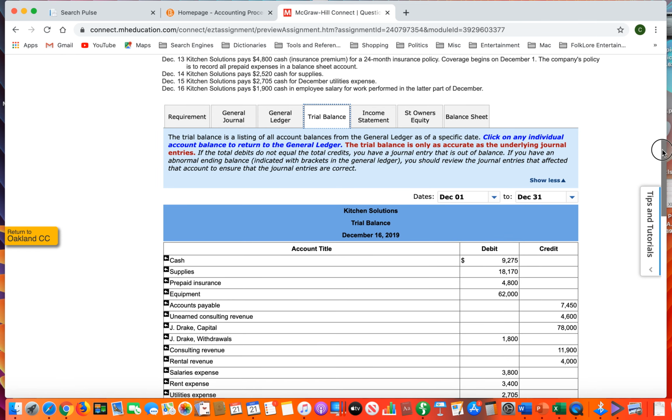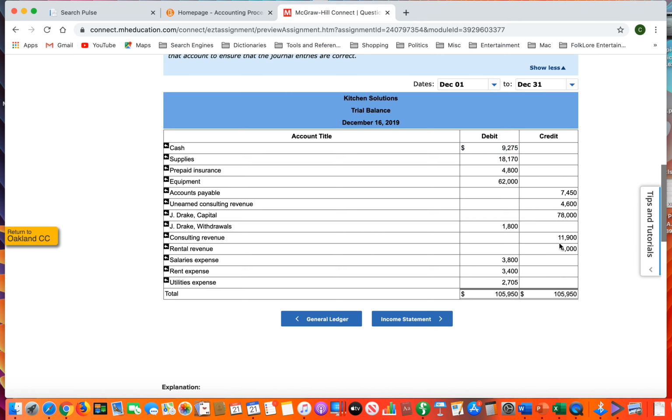You see that? These numbers all come from the balances in the general ledger, all of them. And if it's a debit balance, you put it in the debit column. If it's a credit balance, you put it in the credit column. And then they must equal at the bottom, total. Okay?